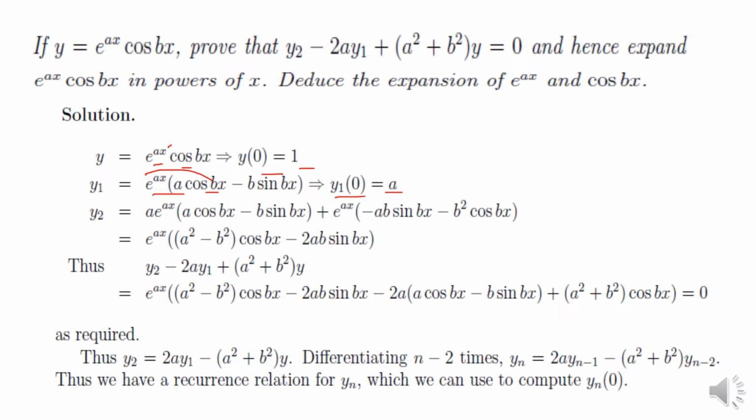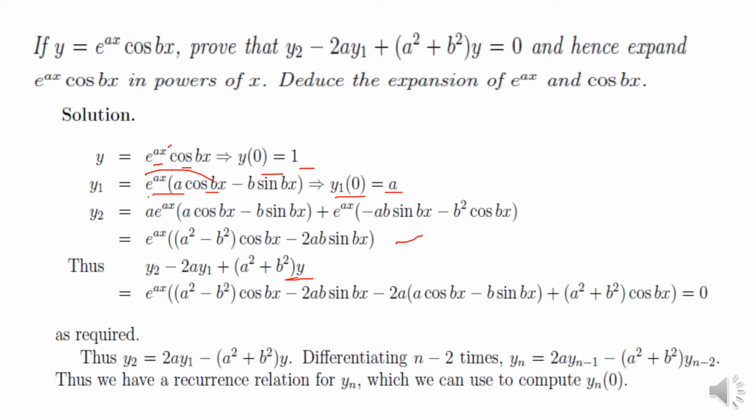Now y2: we differentiate this term and this term, along with e to the power ax, and we get this expression. Now in the question it has been given y2 minus 2ay1 plus (a square plus b square) into y. We substitute the values of y2, y1 and y in this and we see it comes to 0.